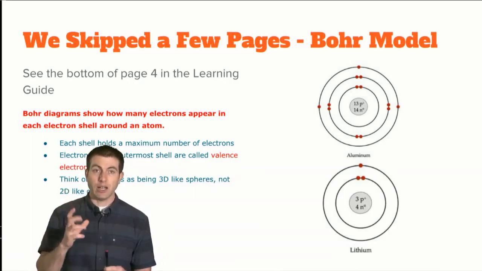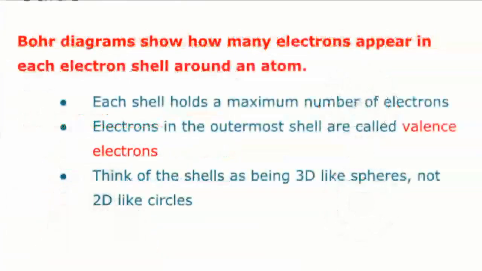So each shell or circle in a Bohr model holds a different number of electrons. And once that shell is full, the electrons go into the next shell. And you keep filling up shells until you run out of electrons.